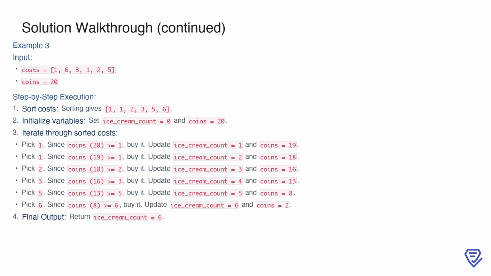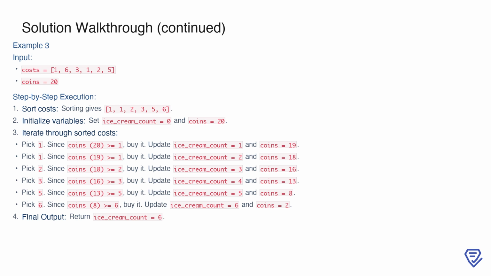Now, consider the case where the costs are 1, 6, 3, 1, 2, 5, and we have 20 coins. After sorting, the costs become 1, 1, 2, 3, 5, 6. Starting with ice_cream_count at 0, we iterate through the sorted list.